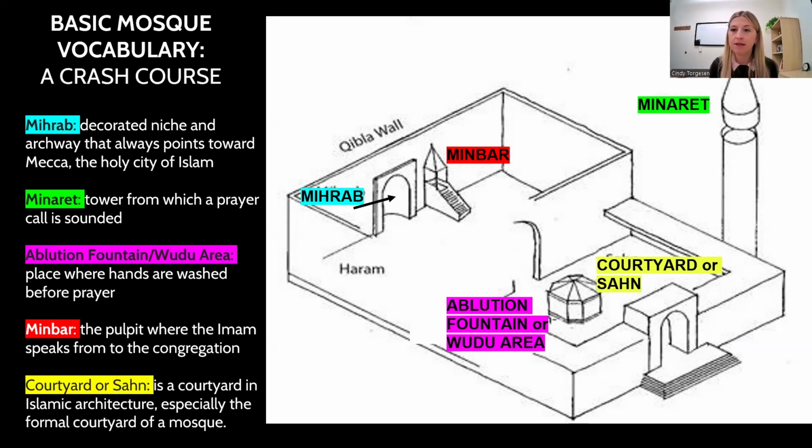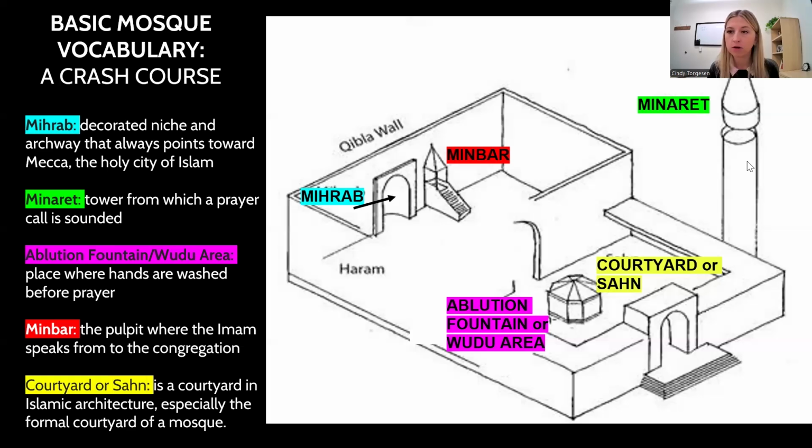So we're going to do the same thing for mosque architecture. We're going to look at several mosques in the next couple of weeks, and I want you to be able to identify the most important inherent parts that make it a mosque. I have these words highlighted and they correspond to the parts of the diagram so you can see exactly what I'm referring to. The first one I wanted to point out is the mihrab.